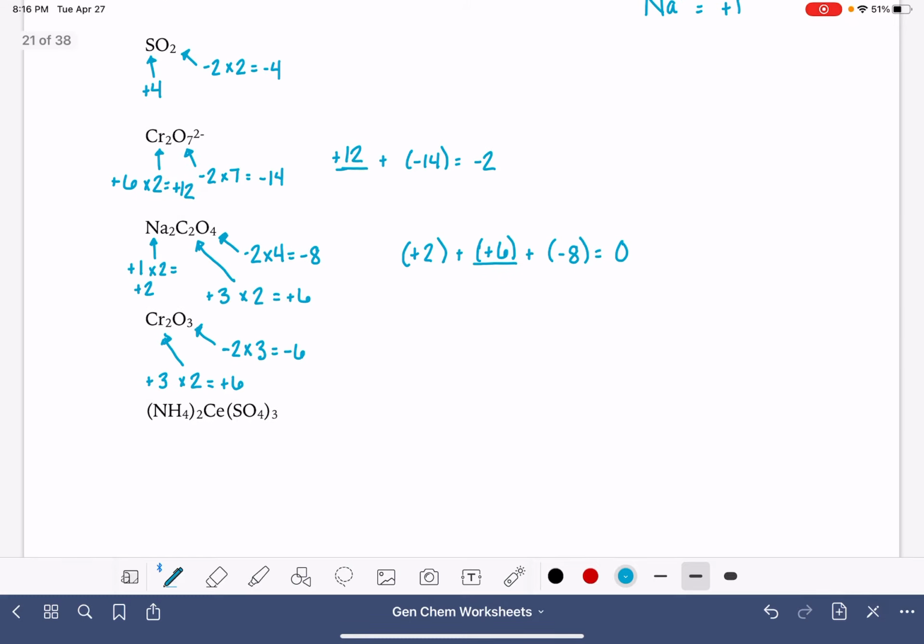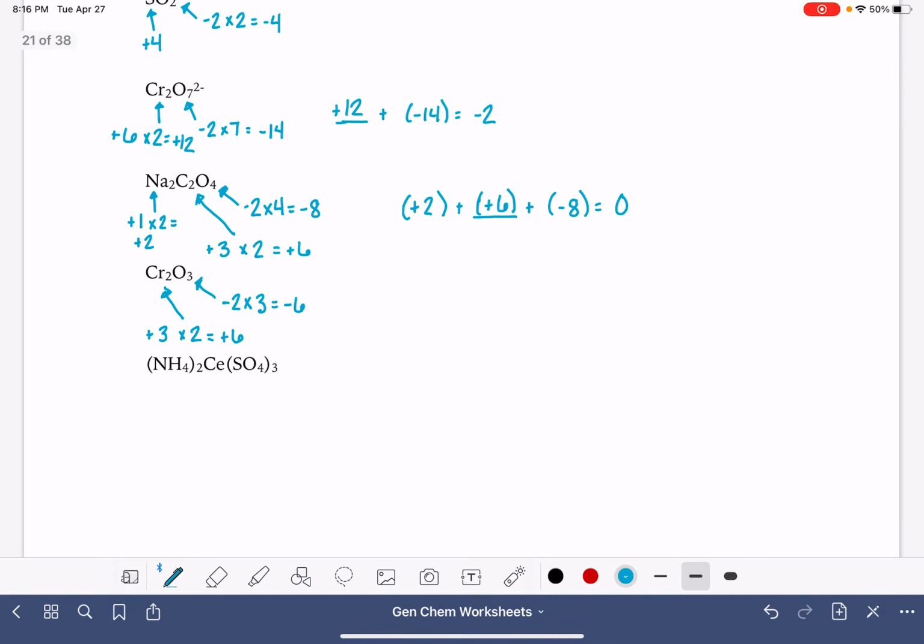So that means that each one of the chromium atoms has to have an oxidation number of +3. And then down here, last but not least, we have one that looks super tricky and intimidating. This one's got a lot of polyatomic ions in it, and those polyatomic ions are actually going to really help us out a lot in terms of determining the oxidation number.